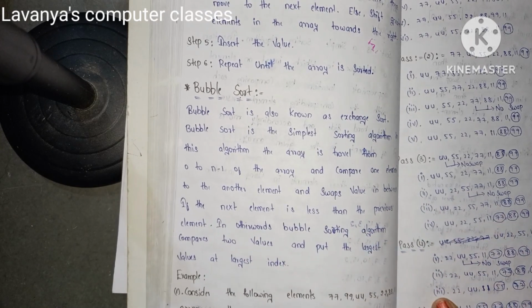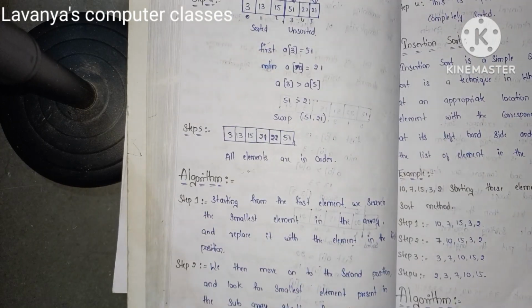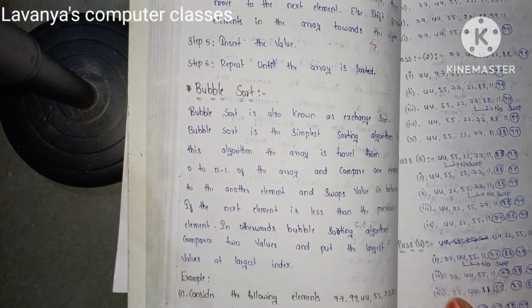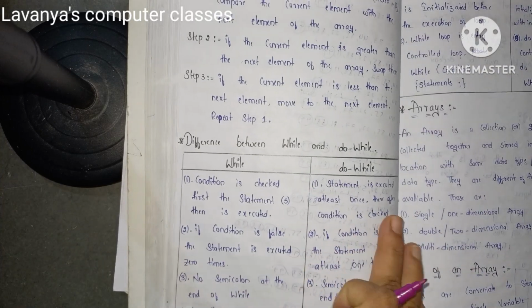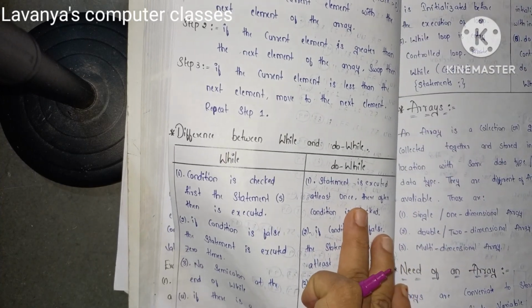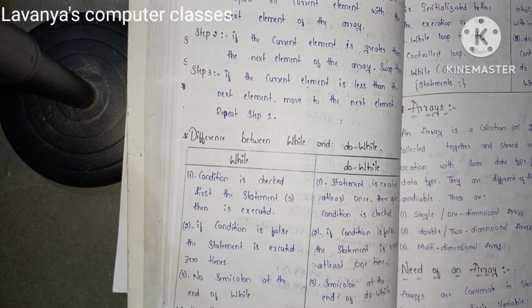Okay, so this is the bubble sort algorithm. So read all these algorithms. Already I posted the algorithm for selection sort. Now it is bubble sort. After that I will explain insertion sort.